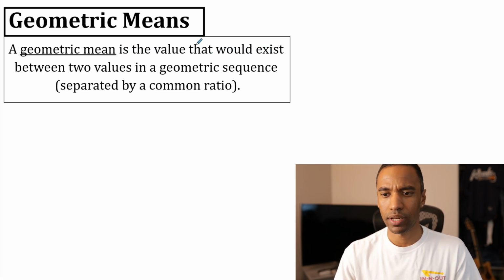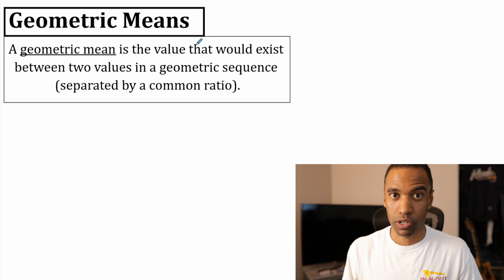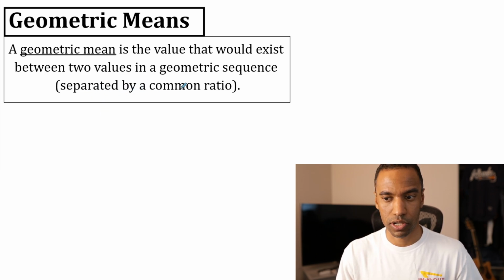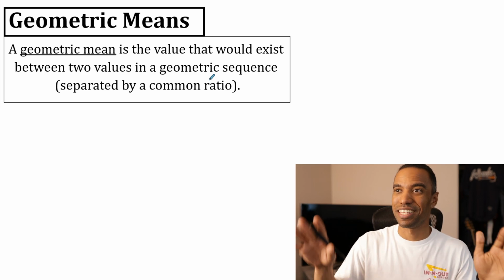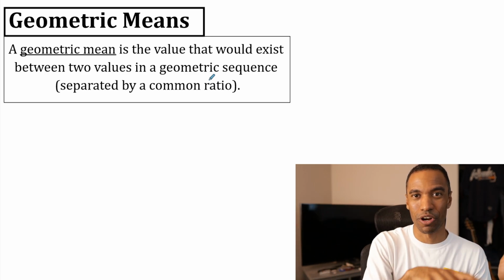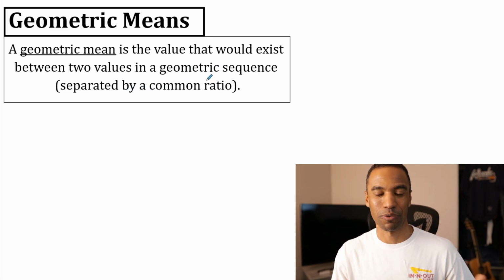It is the value that would exist between two values in a geometric sequence. If you don't know what a geometric sequence is, it's a list of numbers that are separated by a common ratio. If you don't know what a common ratio is, it's the number that you would multiply over and over to get to the next number in your geometric sequence. What's a geometric sequence? We just answered that.